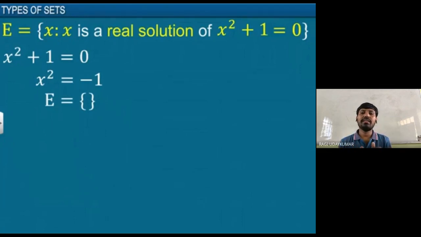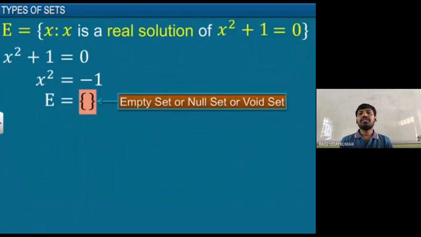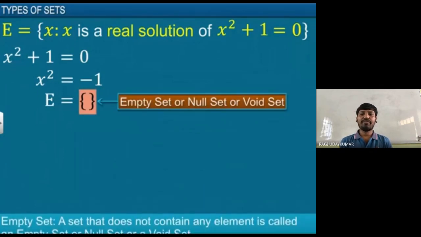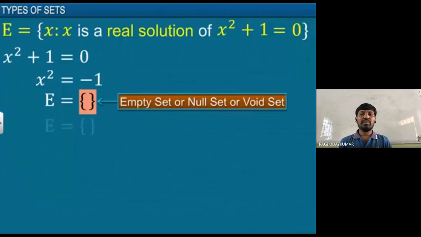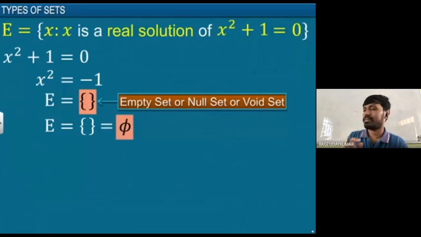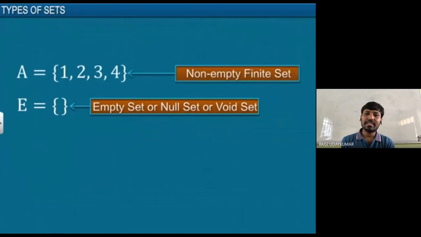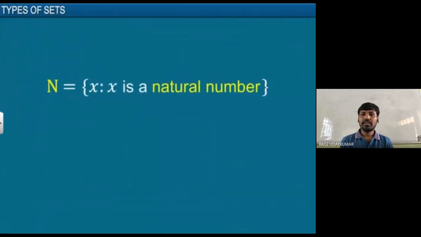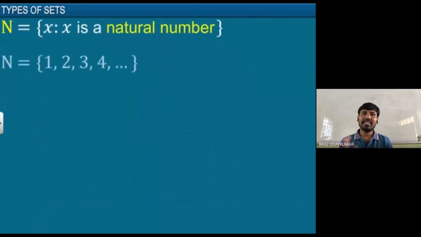So write it only in curly brackets, just the brackets. This is called an empty set or null set or void set. A set that does not contain any element is called an empty set or null set or void set. It has no elements, and it is denoted by a symbol. Usually sets are denoted by capital letters, but the empty set is particularly denoted by the Greek letter phi, a circle with a line cancelling it. 22 by 7 is the approximate value of pi, which is different from this.